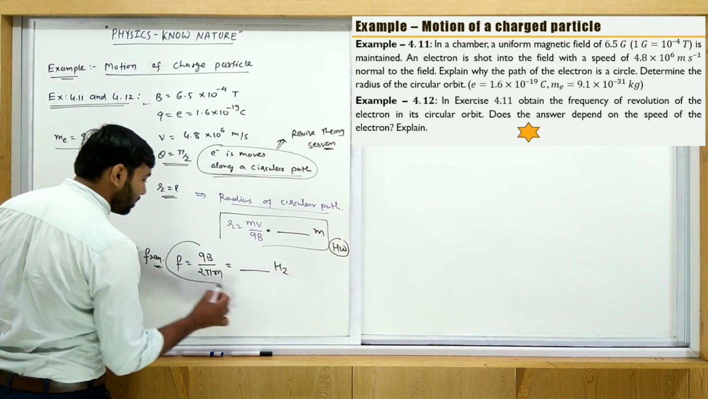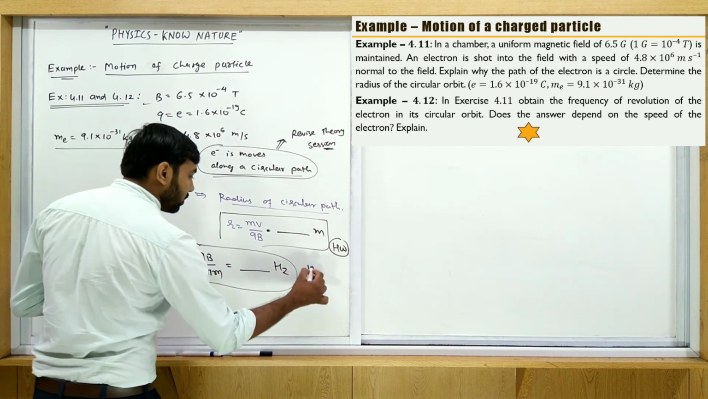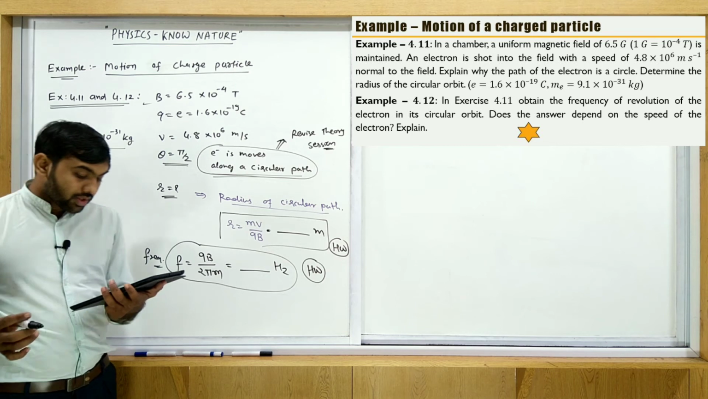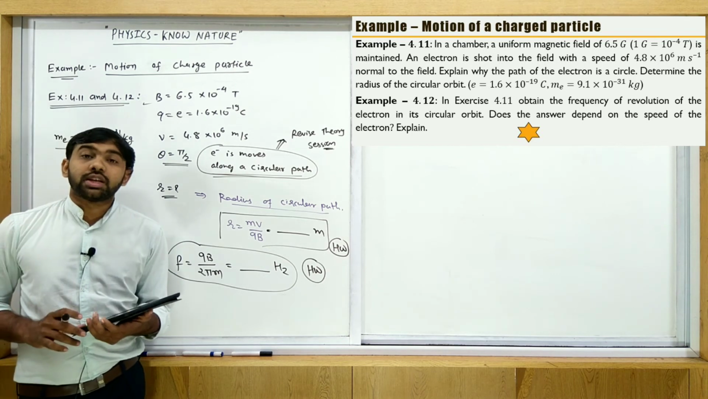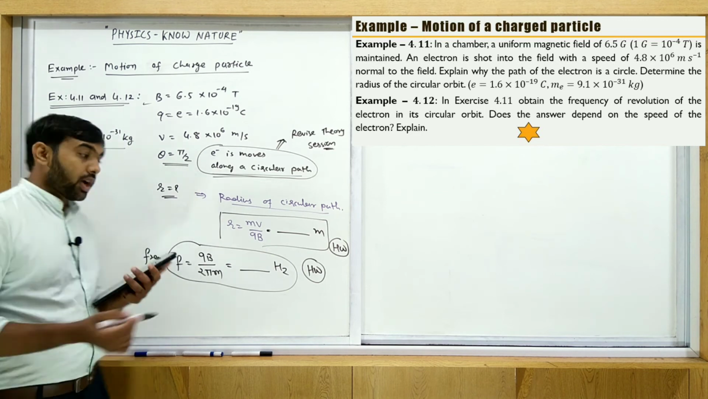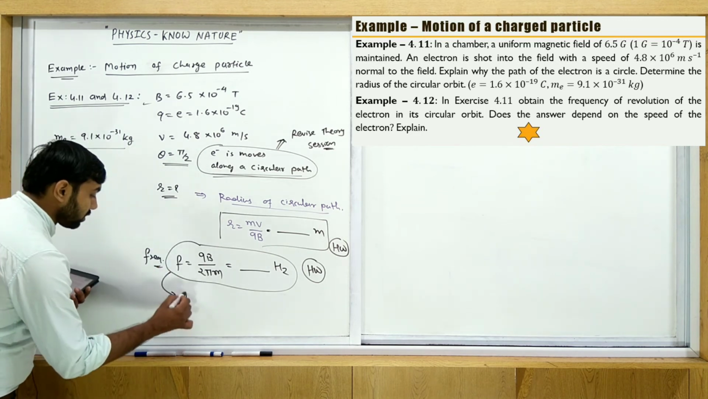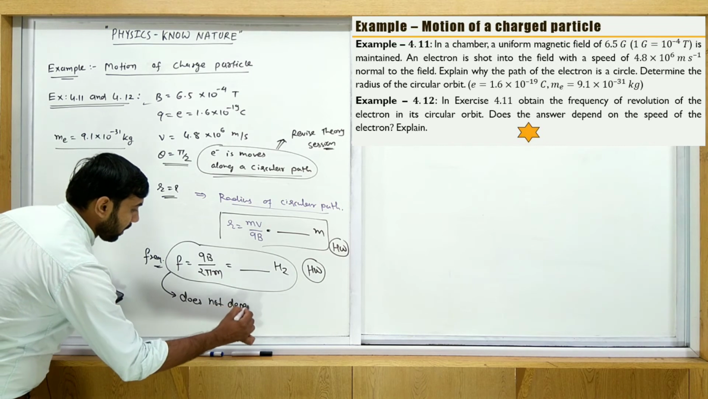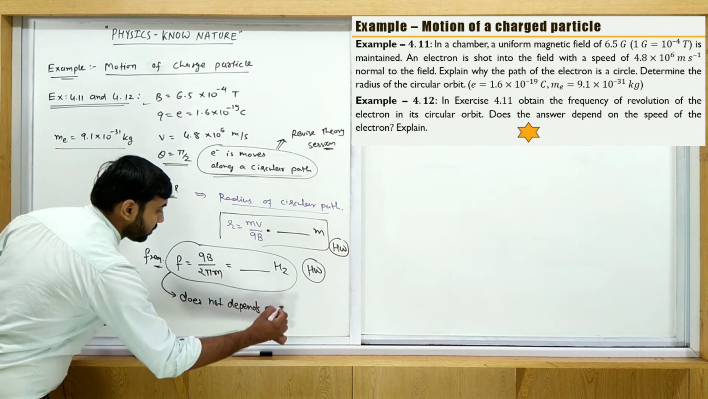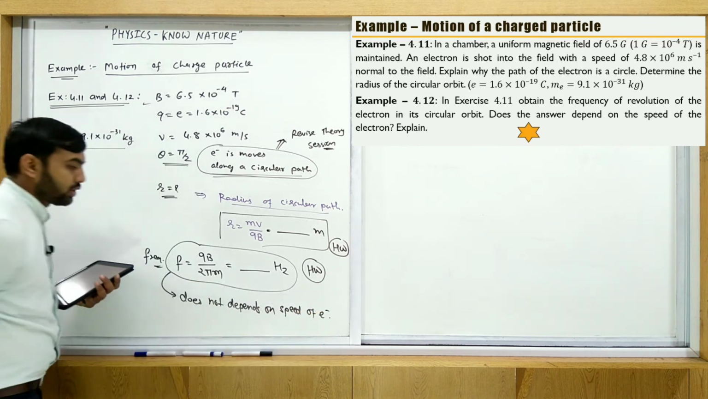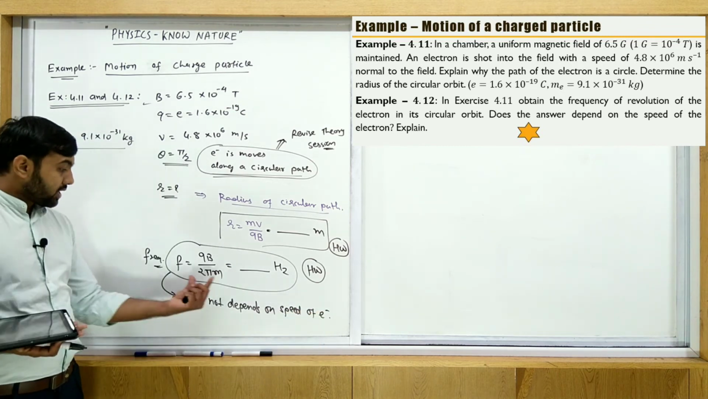Okay, so you also have to do this calculation in homework, so write it down in homework. Again one question: does the answer depend on the speed of the electron? Yes or no? This is also discussed in the theory session. This frequency does not depend on the speed of the electron. Why? Because here v is not present.